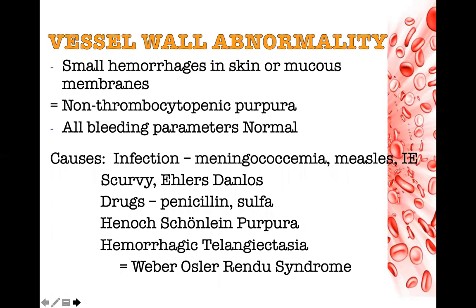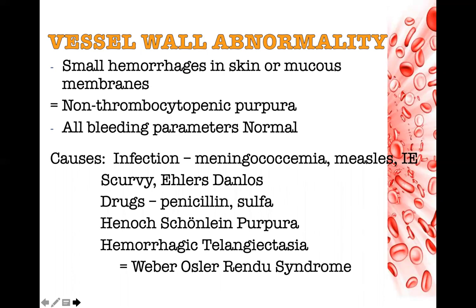Let's talk about vessel wall abnormality. So most often they would present as small hemorrhages in the skin or mucous membrane, and they are usually called non-thrombocytopenic purpura. And as I have mentioned earlier, almost all of the laboratory tests for bleeding disorders are normal. So it may be caused by infectious agents such as your Neisseria meningitidis, viral infections such as your measles, as well as in cases of infective endocarditis.